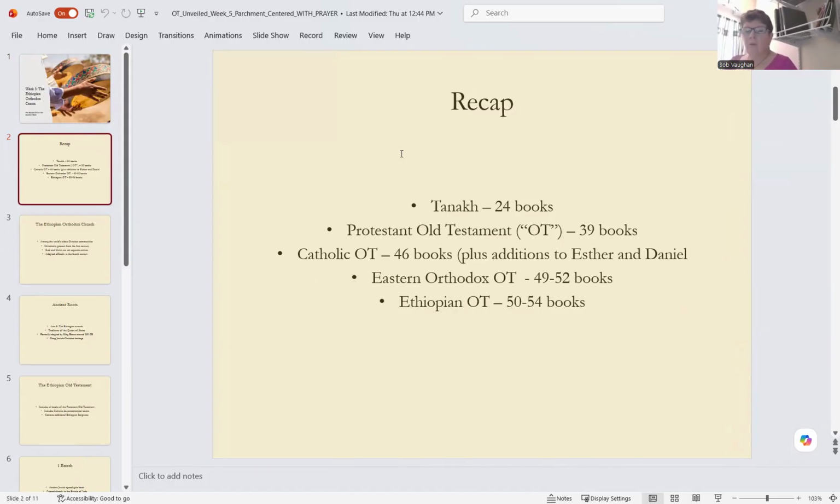So, just as a recap of what we've gone over, the Tanakh, which is, of course, the Jewish Bible, has 24 books. The Protestant Old Testament has 39 books, which of course is the exact same content as the Tanakh, just organized and divided up differently. The Catholic Old Testament has 46 books, and last week we talked about the content of some of those books.